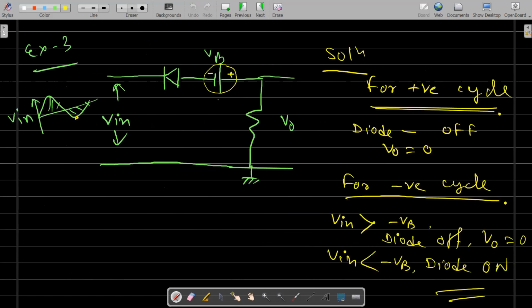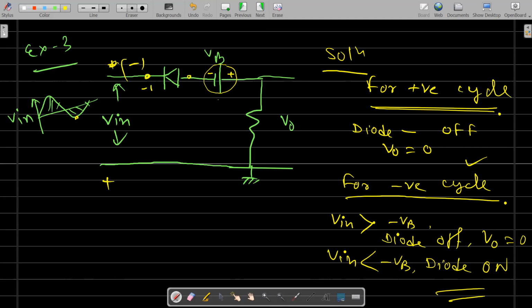Okay. Similarly, you can consider another example, where the diode polarity and the battery voltage are connected in the opposite way. So you can check for the positive cycle: this one will be plus, this minus. So the diode will be off, and of course V0 will be 0. Now for the negative cycle, this will be negative, this is plus. In the negative cycle, when Vin is greater than minus VB, that means as long as this point voltage is greater than this point voltage, the diode will be off, because the N side voltage is greater than the P side voltage.